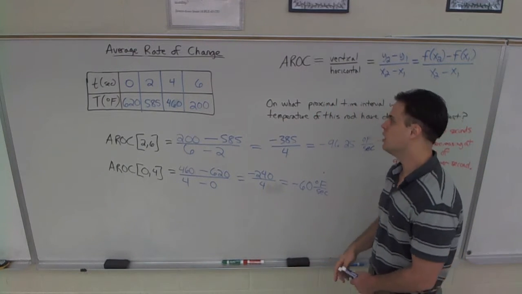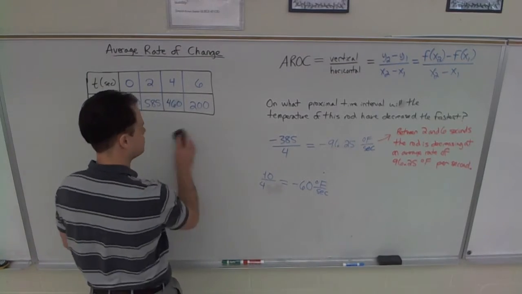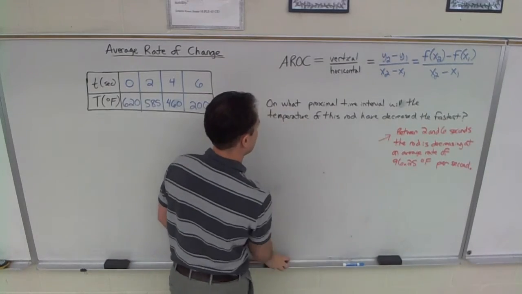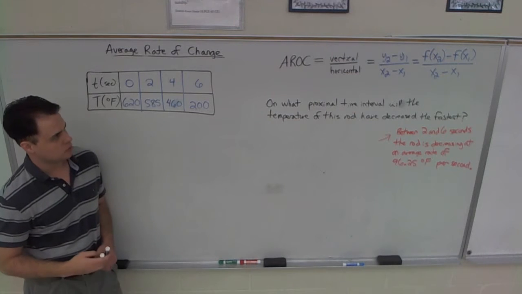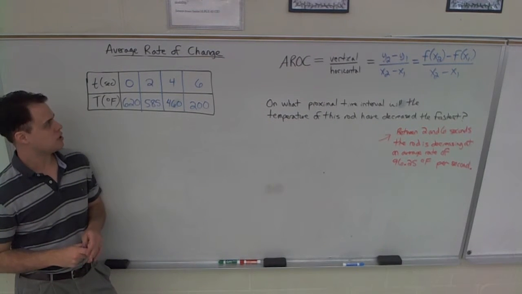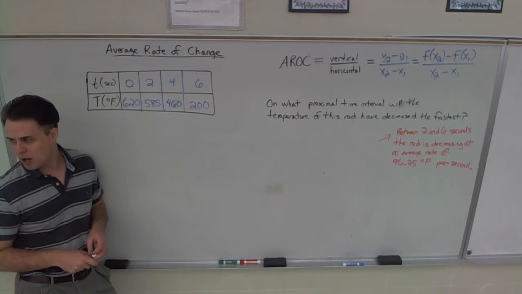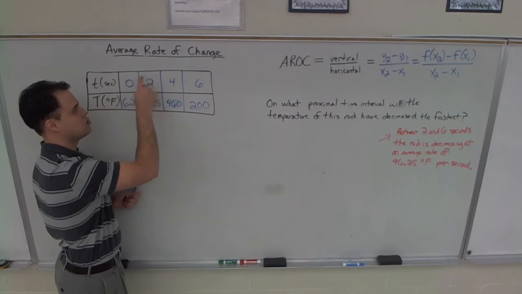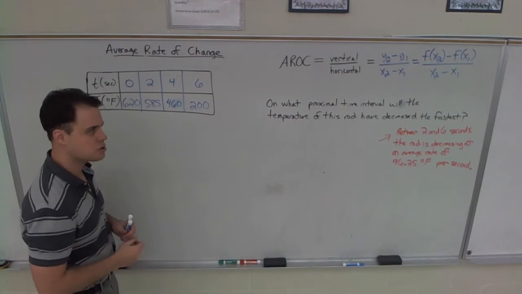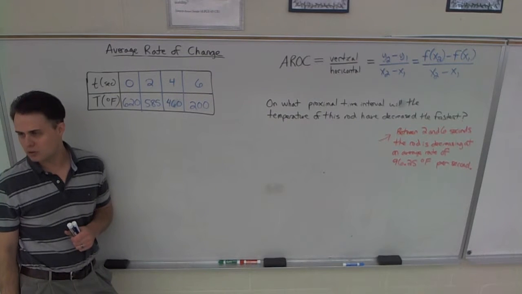Okay? So the last question that we didn't answer yet was, on which approximate time interval would the temperature be decreasing the fastest? For those two, we decided between 2 and 6 it was decreasing faster. But I want to know, is it 0 to 2 that's fastest, where it's cooling down the most? Is it 2 to 4? Is it 4 to 6? How many average rate of changes would I have to do there to compute that?